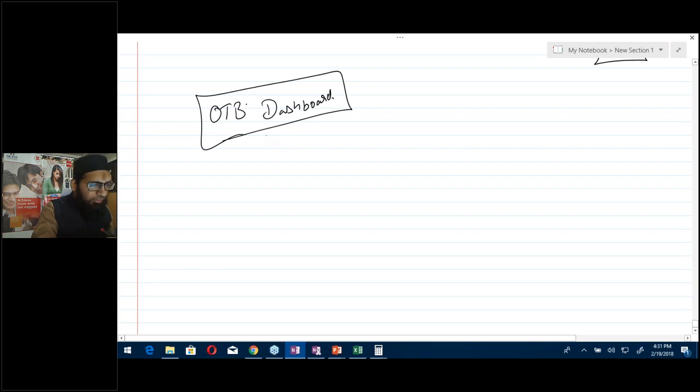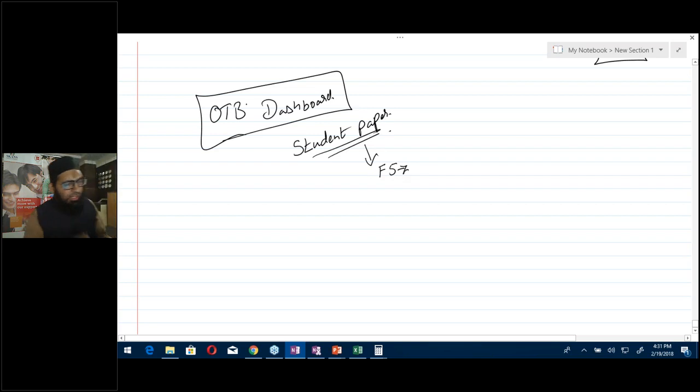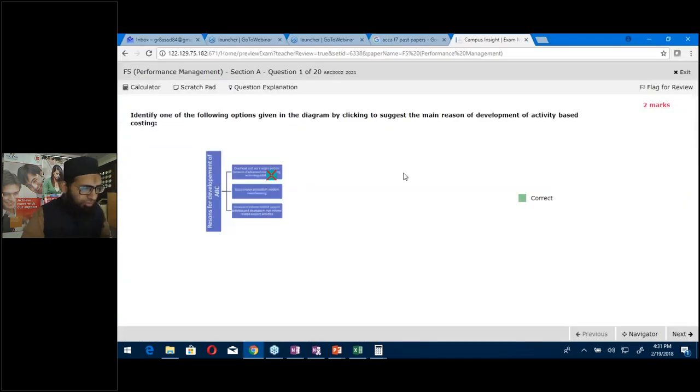You will find a welcome page. On the welcome page, on the top, there is a heading, student paper. When you click on the heading of student paper, your desired paper, that is F5, will appear. So you can click that and start. You can then have all these questions.